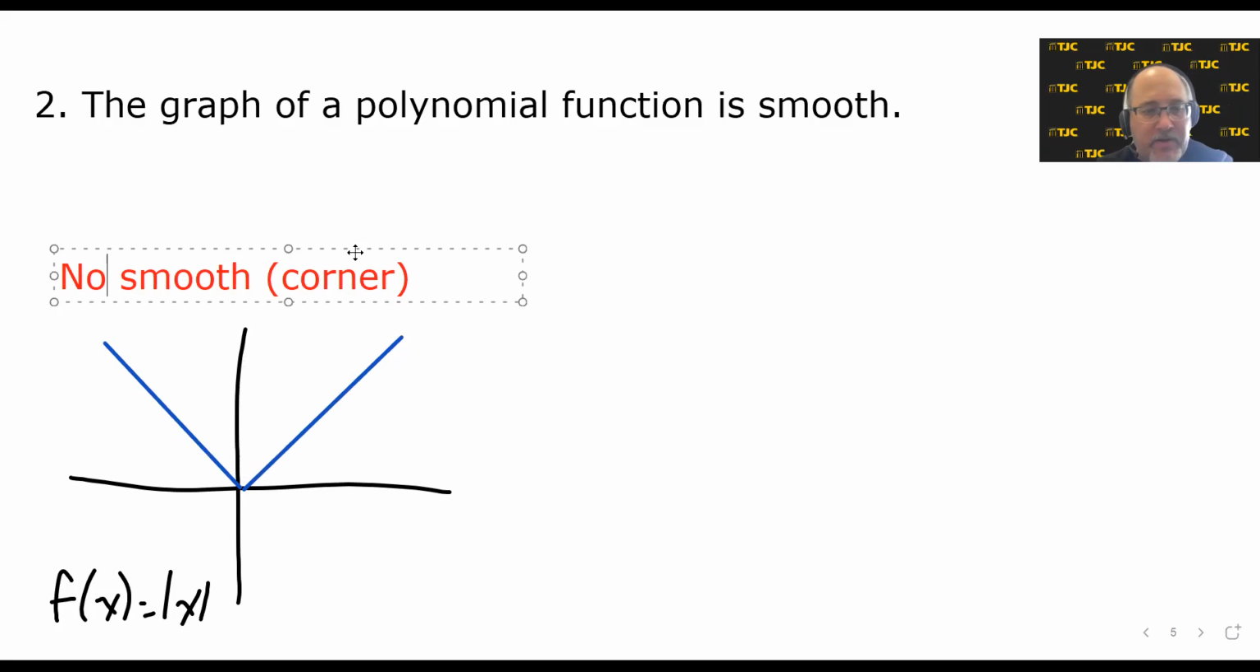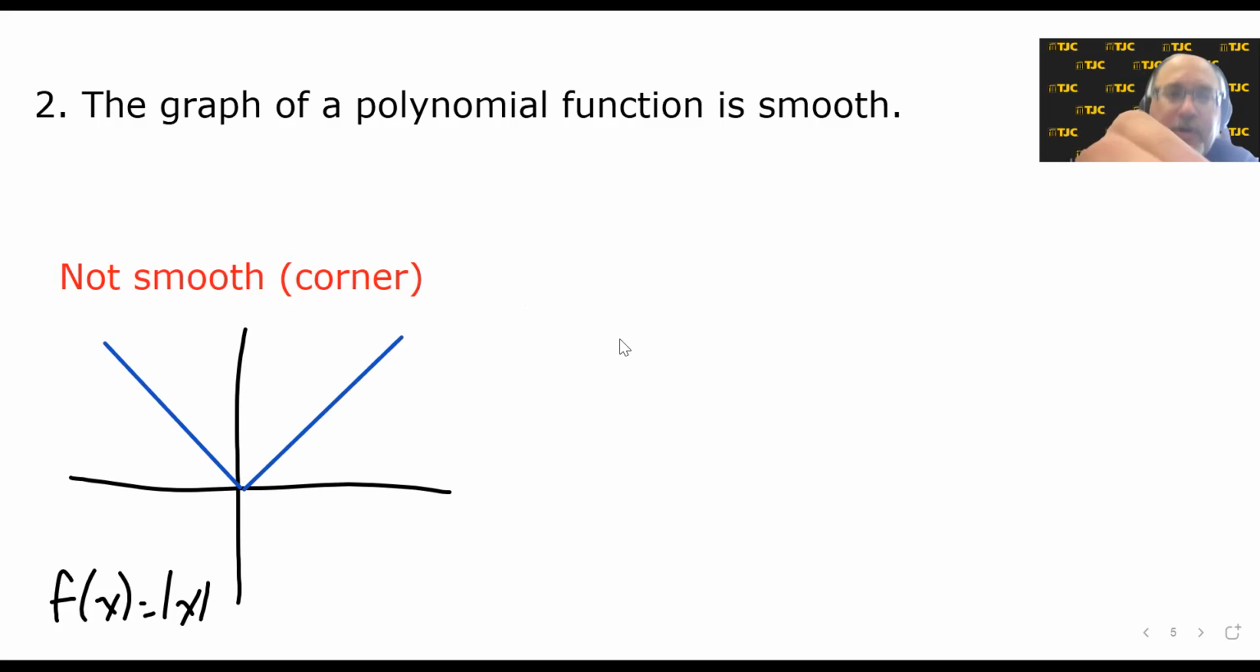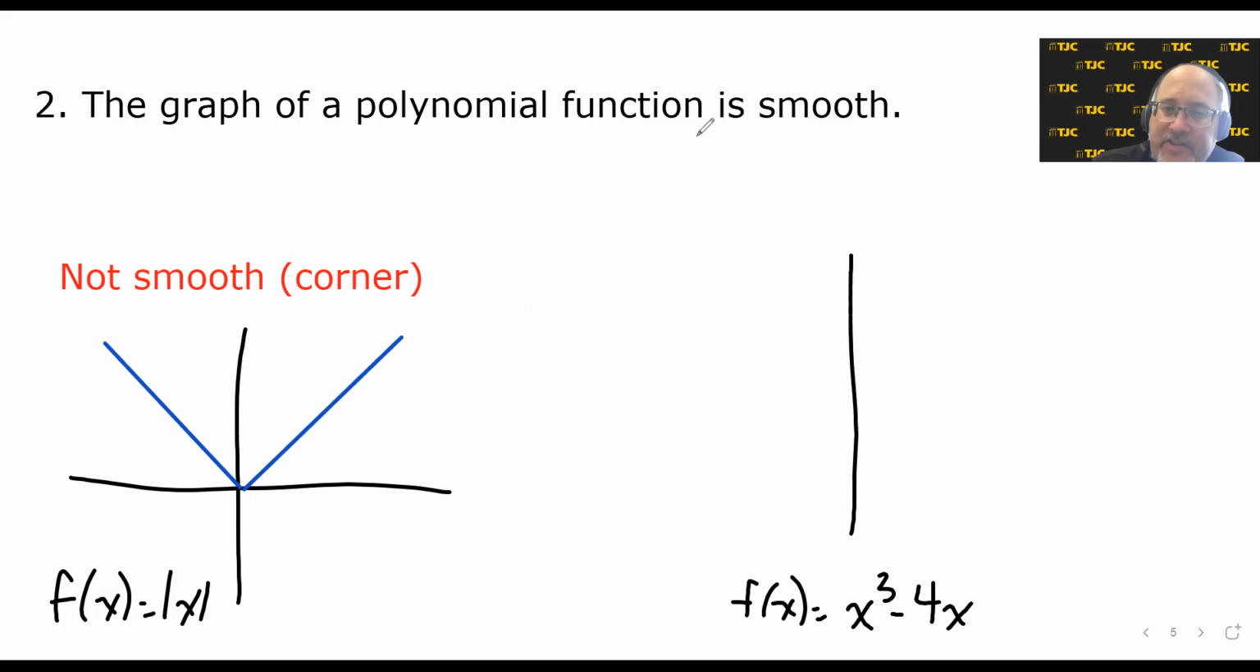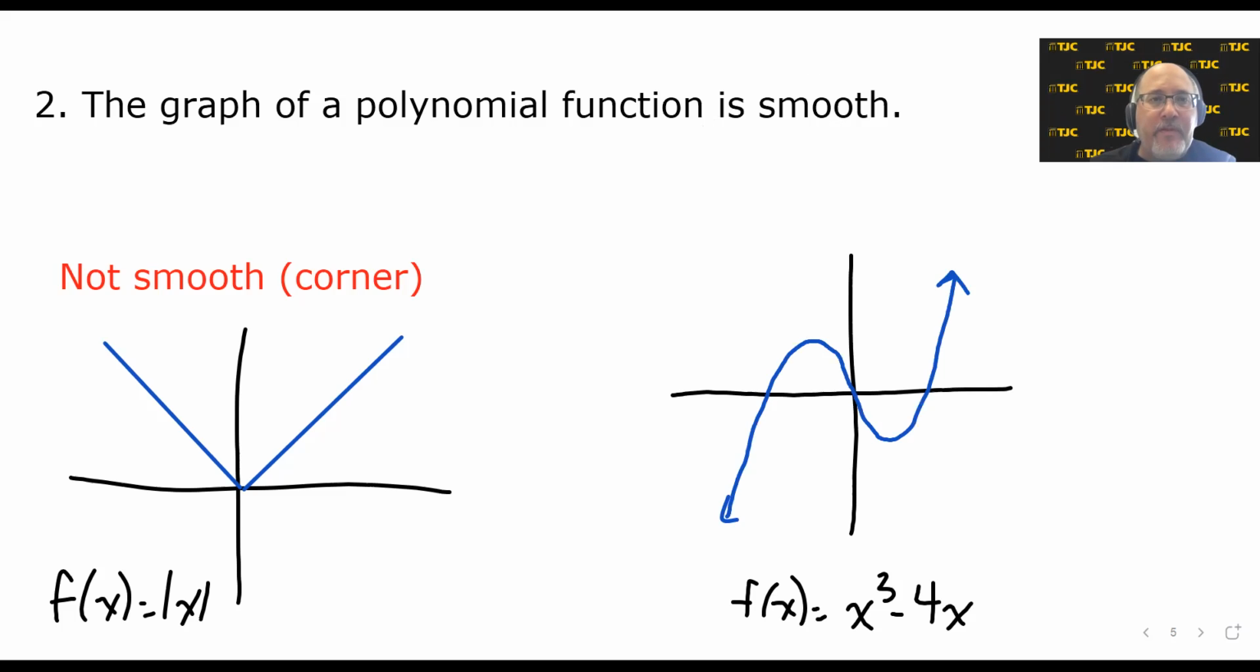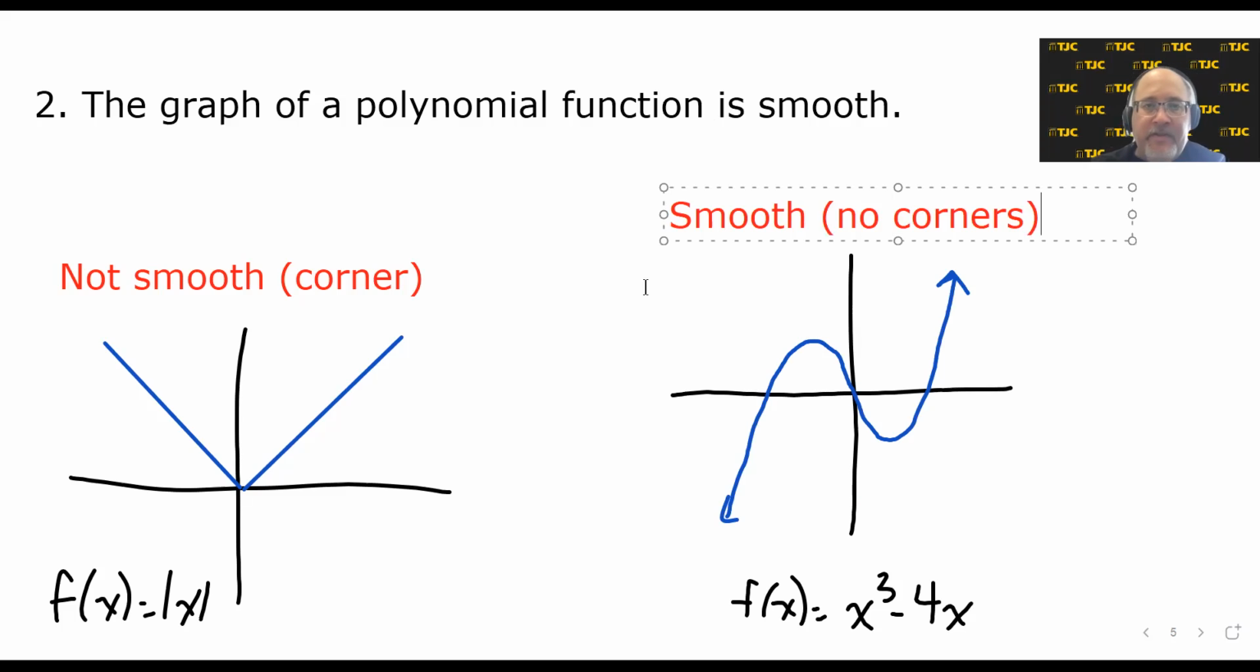It's not smooth because it has a corner there, as opposed to something like f of x equals, let's say x cubed minus 4x. By the end of this series of videos, you'll know how to graph this, but I'll tell you right now that the graph of this kind of looks like this. And that is smooth, because there are no corners. There's a more rigorous definition of what it means to be smooth, but it involves calculus.